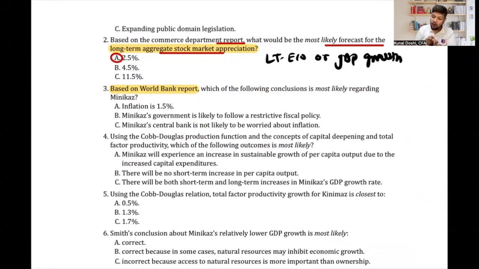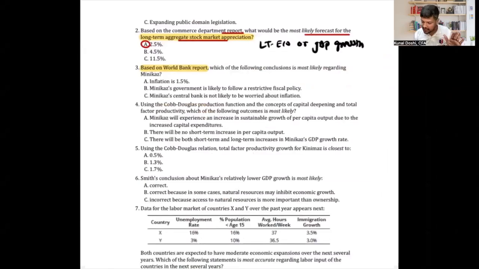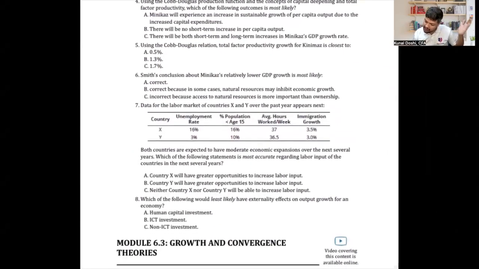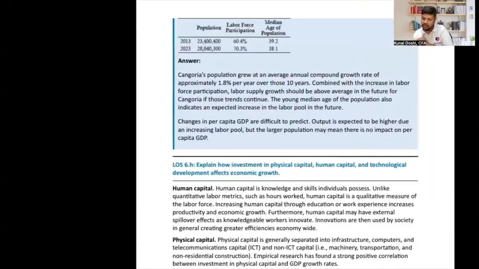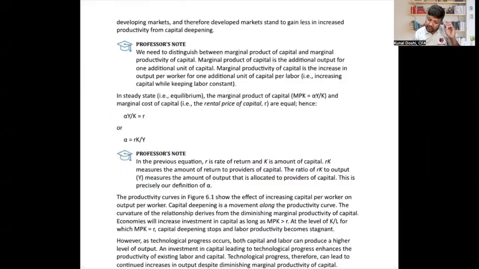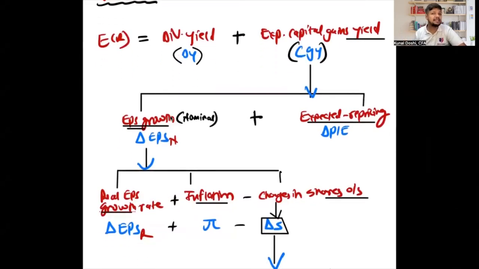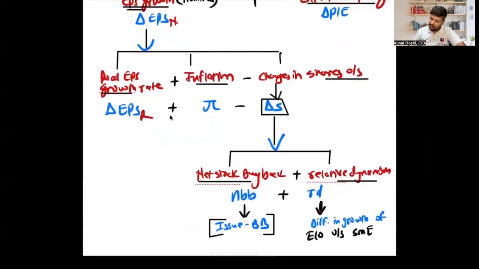So whenever they ask what is a long-term aggregate stock market return, if they give you the components of the Grinold-Kroner model, great. If not, you only have to focus on the long-term economic growth rate or long-term GDP growth rate, nothing else, correct? Because everything else is not sustainable. The rest of the questions we will do later when we proceed through the syllabus. Okay, everyone, this Grinold-Kroner model might be tested in the exam. It has a high chance of being tested in the exam.